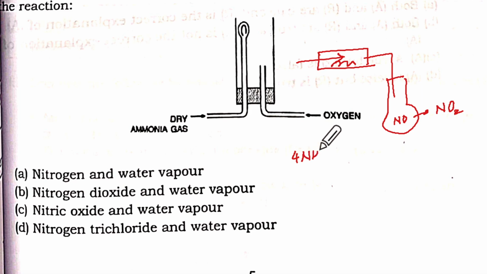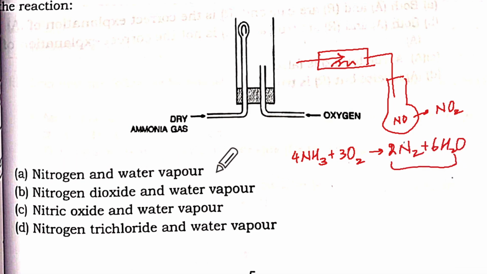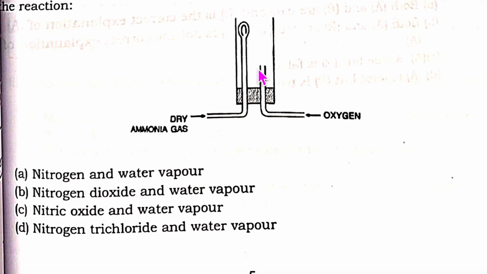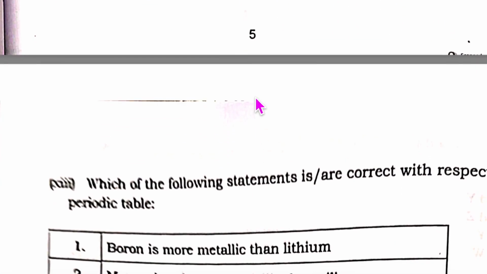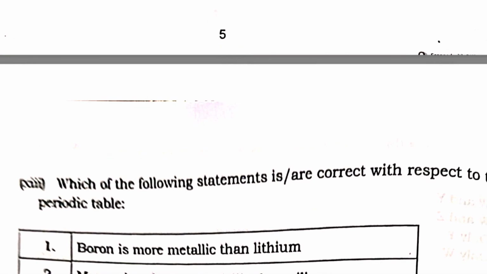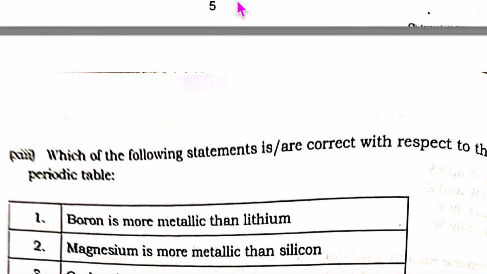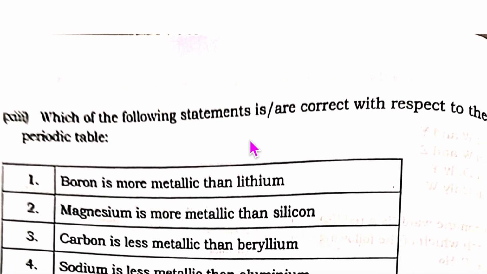So 4NH3, you have to remember this, with 3O2 is going to give you 2N2 plus 6H2O. Correct? So what are the products here? Nitrogen and water vapor is the correct one. Not this, not this, not this. Okay? So you have to know all these reactions, pat pat you have to know. So if you are able to see that, you will see that you have to intensify your preparation.